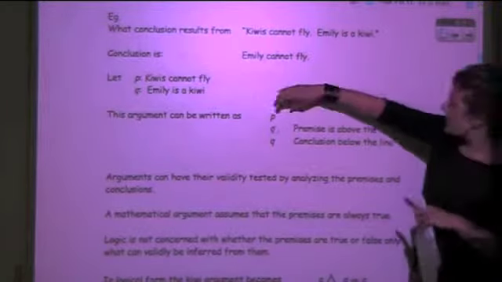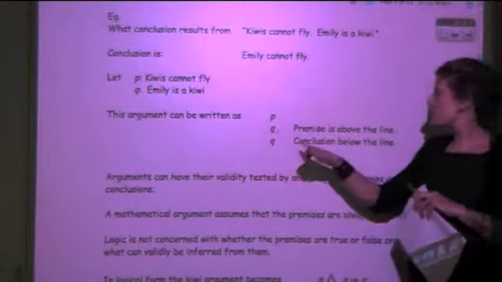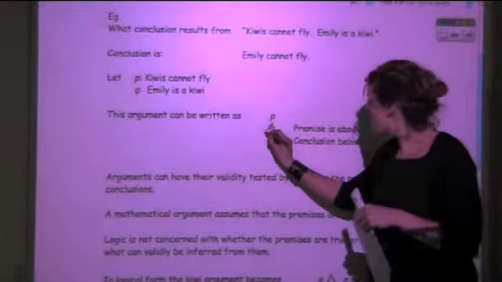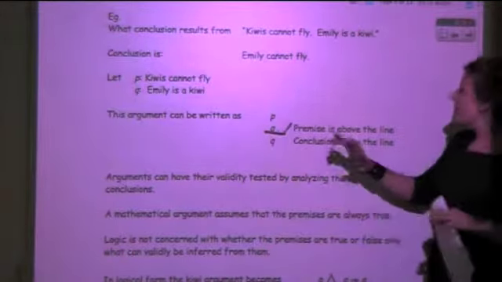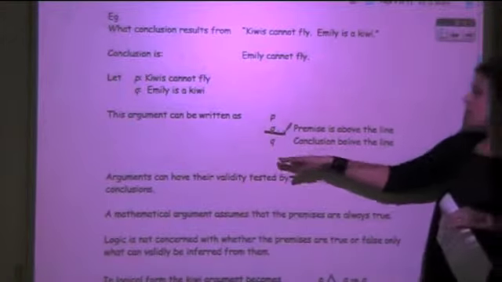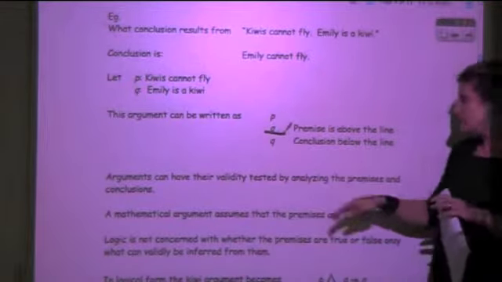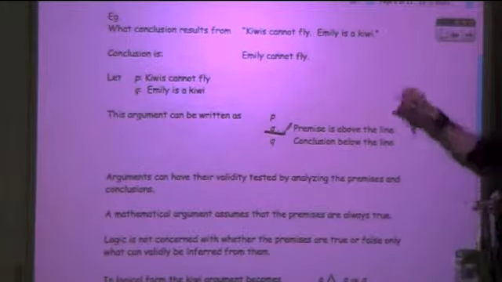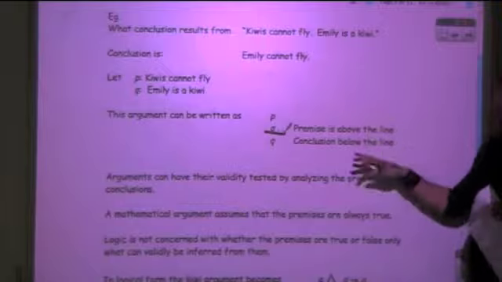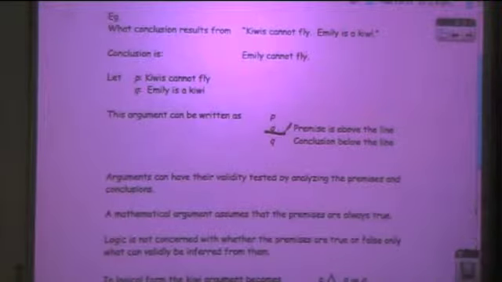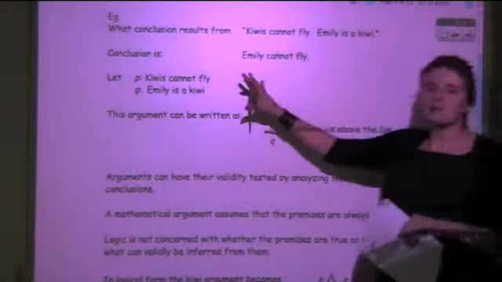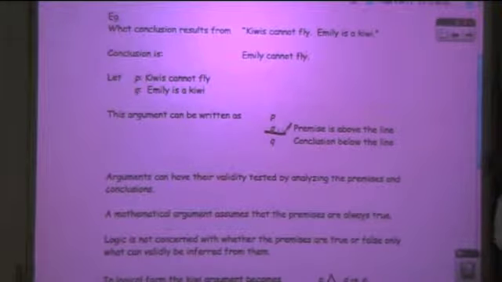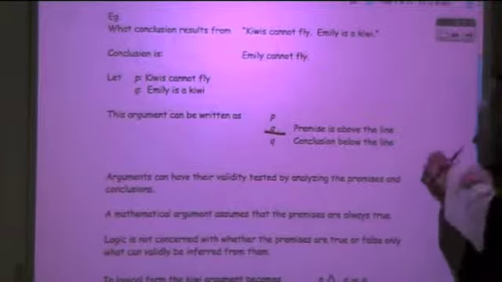We want P and Q to be true, and we call that the premise. And that we set that up, you may not be able to see that, but there's actually a line there. Above the line is our premise, and our conclusion is below the line. And arguments can have their validity tested by analysing the premise and its conclusion. Now, a mathematical argument assumes that all the premises are always true. It's not concerned with that. It's only concerned with what can validly be inferred from them.